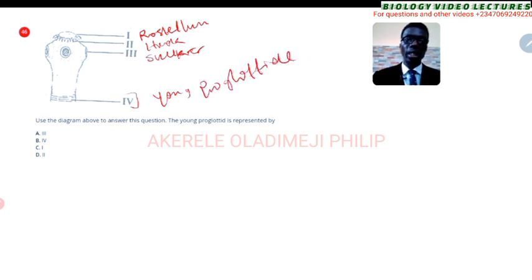Proglotids, like double T. So this is neck. But don't forget, this whole thing is called scolex, S-C-O-L-E-X. Please don't mind my handwriting. So the young proglotids will be four, which is B.